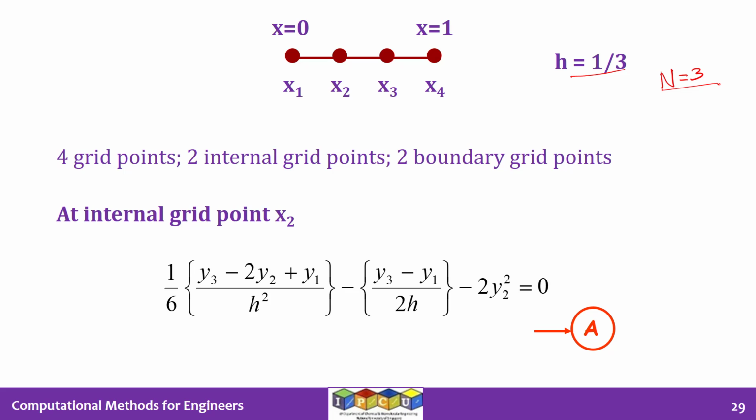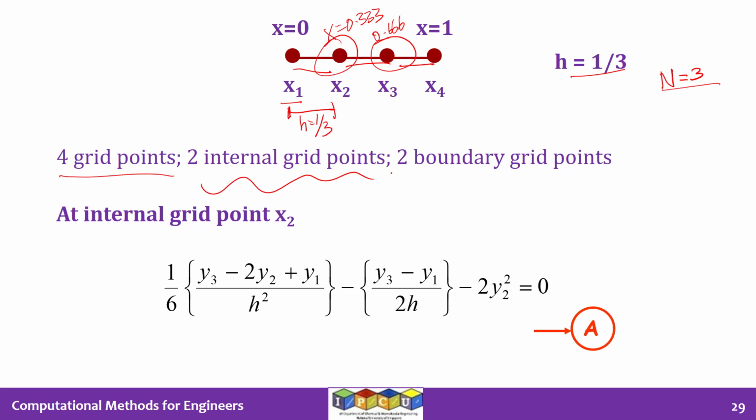X is equal to 0 will be referred to as location x1. X is equal to 0.333 or 1 by 3 will be denoted by x2, and x is equal to 0.666 or 2 by 3 will be indicated by the symbol x3. So the gap between any two successive x's will be h is equal to 1 by 3. So 1 by 3 plus 1 by 3 plus 1 by 3 is the entire domain. So for this choice of h, we have a total of 4 grid points with x2 and x3 being the internal grid points, and we have x1 and x4 as the boundary grid points.